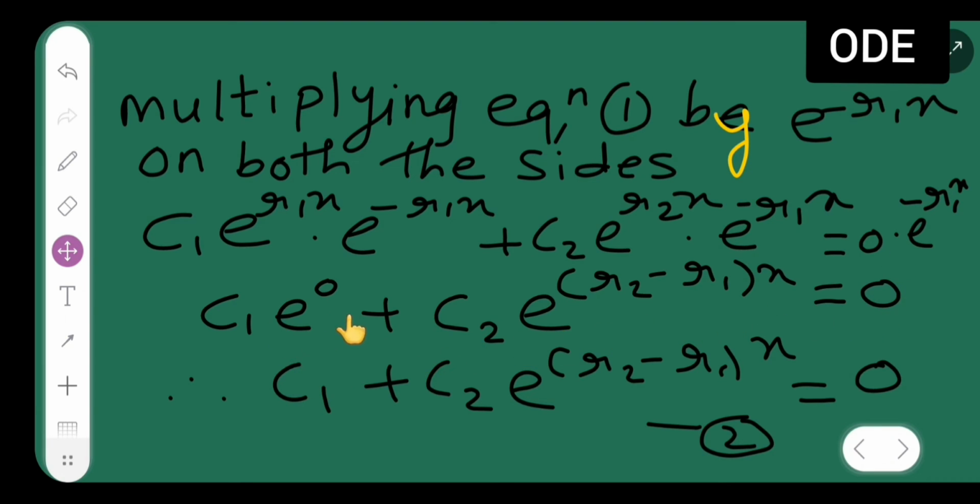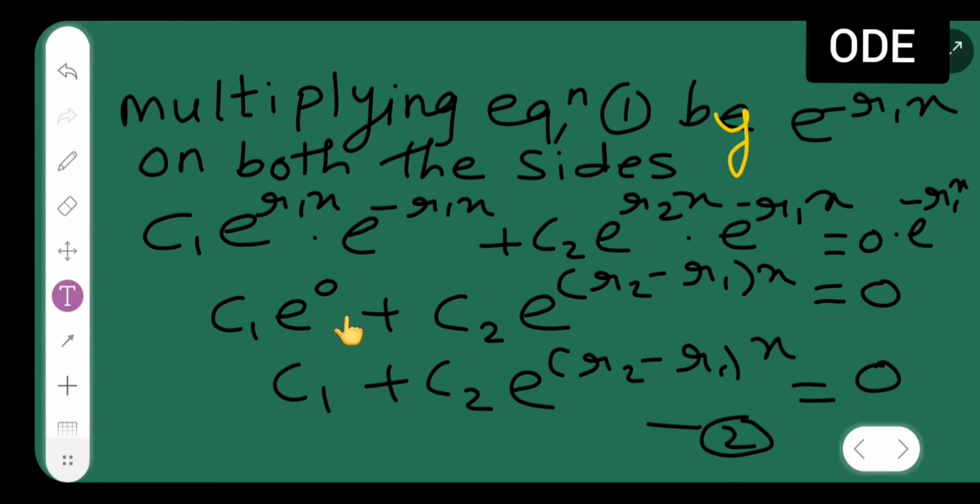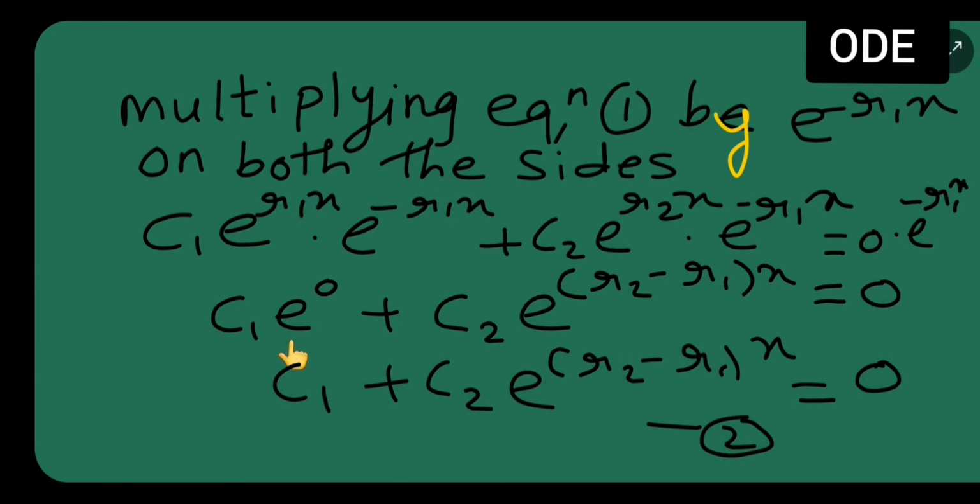Now this is what, e raised to power of 0. We know that e raised to power of 0 is equal to 1, okay? Oops, I wrote down c1 here by mistake. Okay, so c1 e raised to power of this thing. So what will remain? c1 will remain over here plus c2 e raised to power of (r2 minus r1) x, write it as it is, is equal to 0, and take this as equation 2. Next is what?